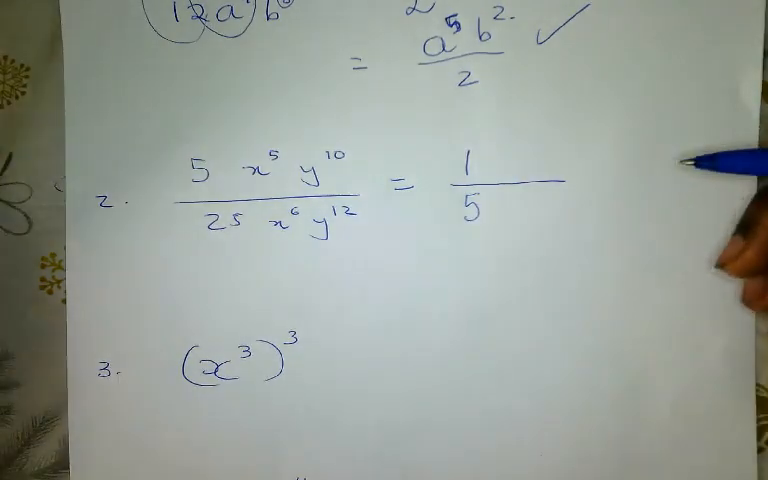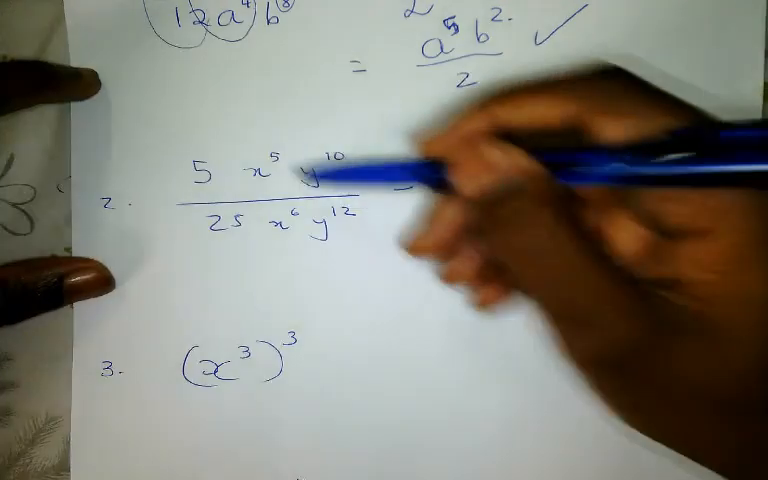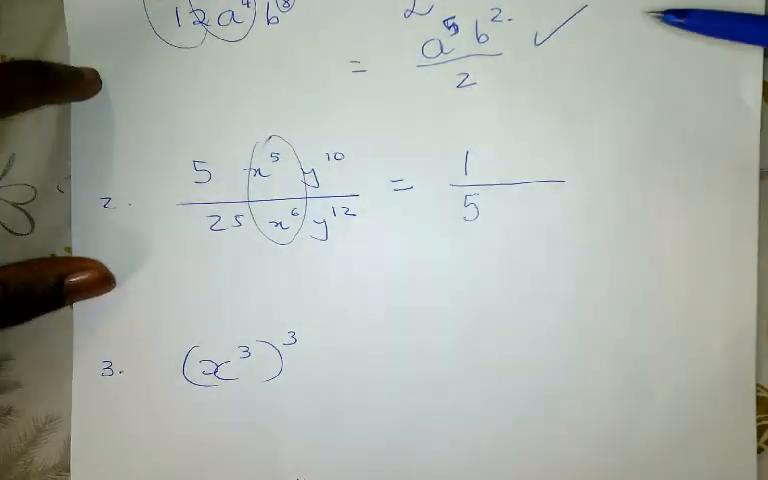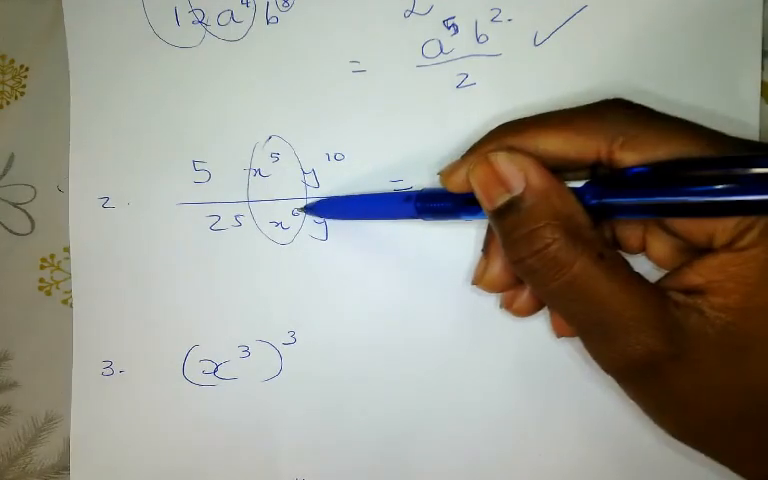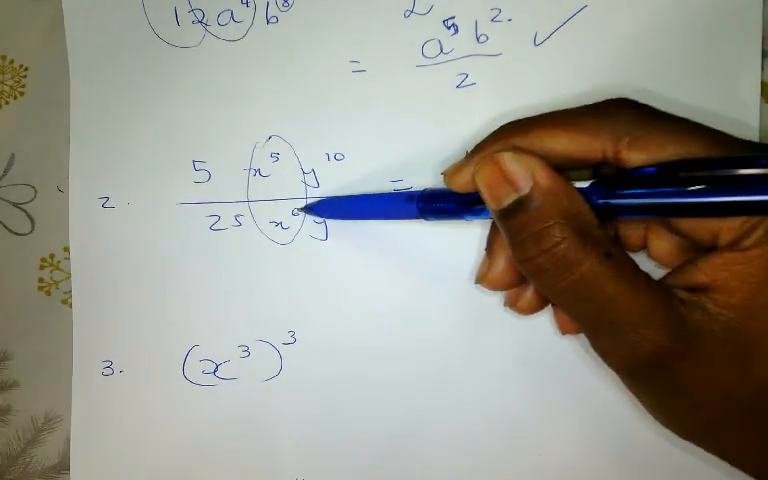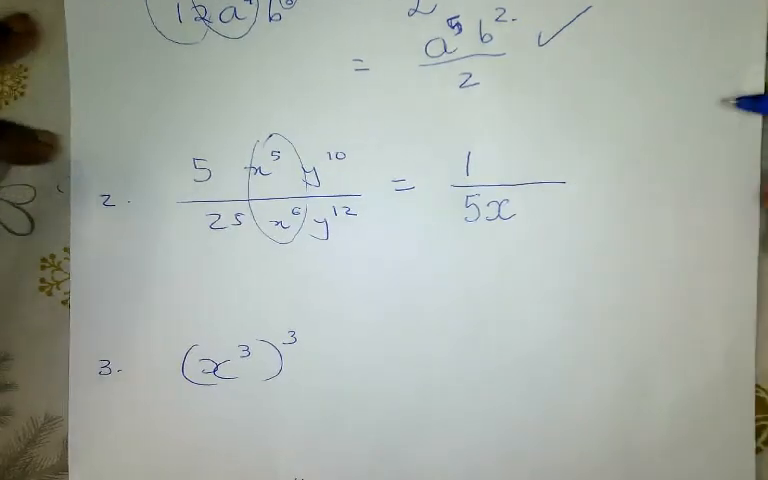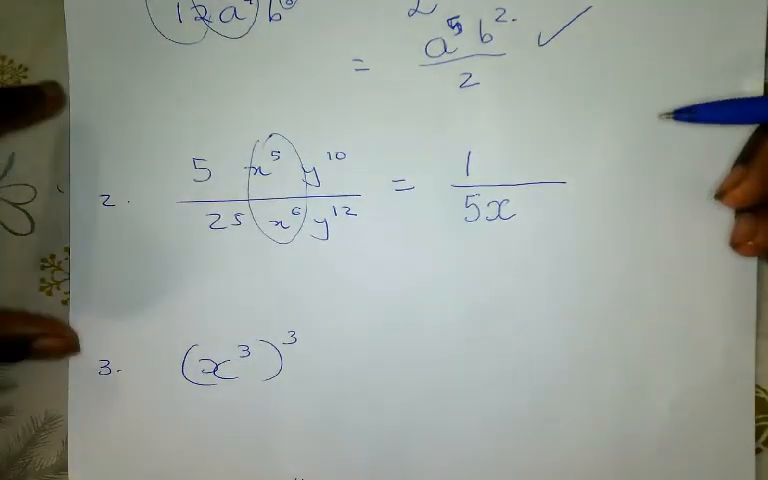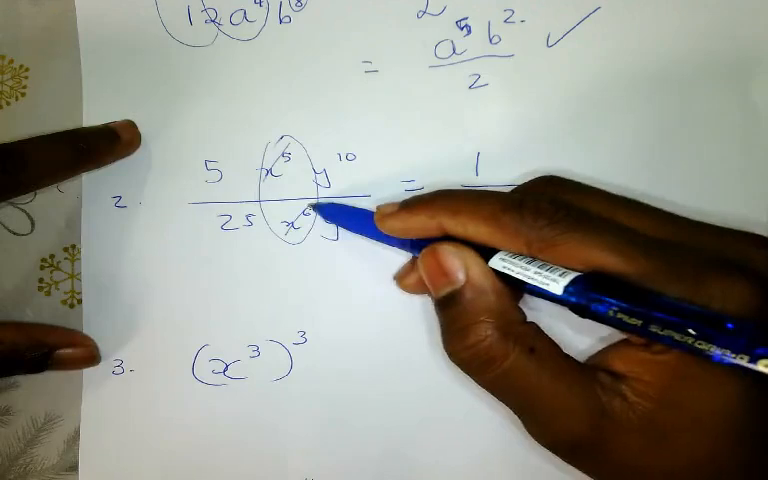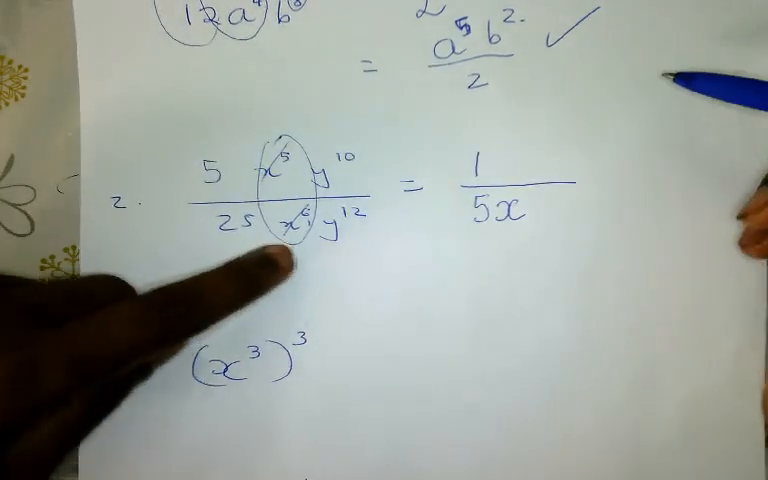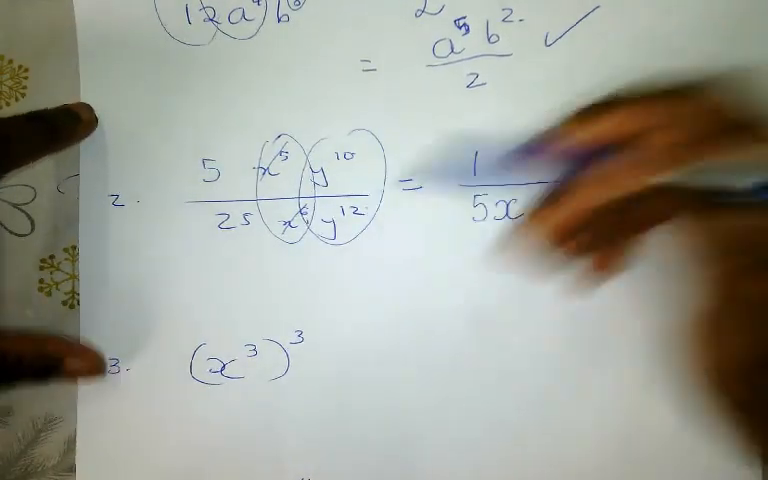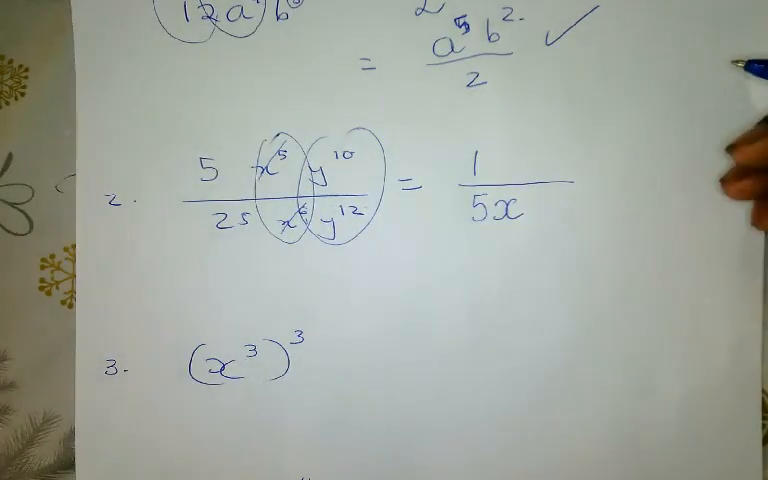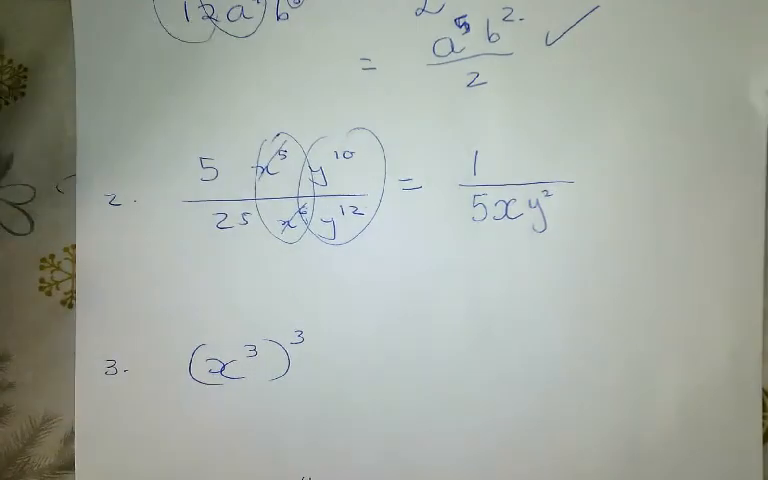And then here, look, I'm going to say 5 minus 6. It's negative 1, meaning I have an x at the bottom. If I cancel out here, I'll be left with 1x at the numerator. That's why I have the x there at the bottom. And then here, 10 minus 12 will be negative 2. So meaning I have y squared as a denominator. Does it make sense? Yes.